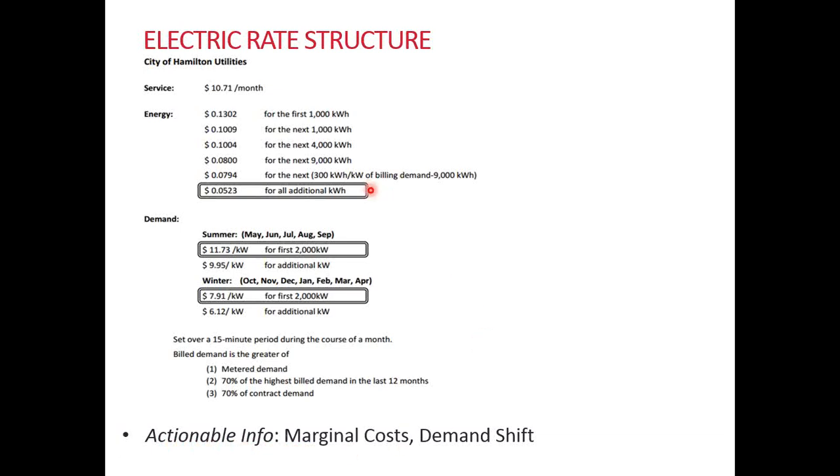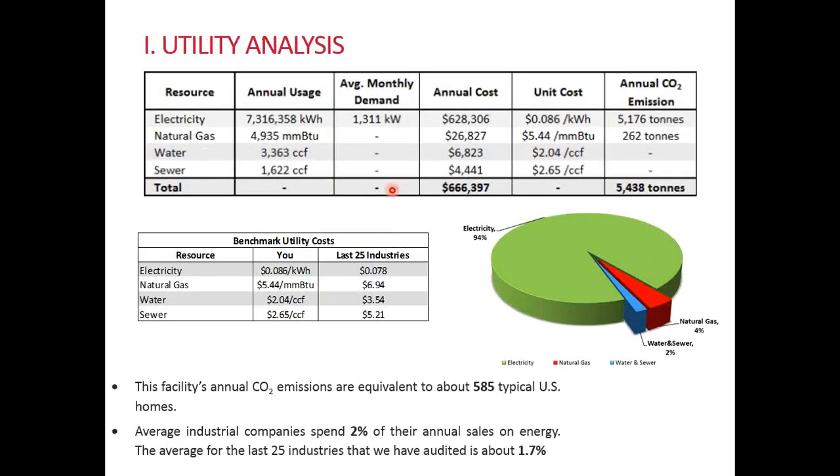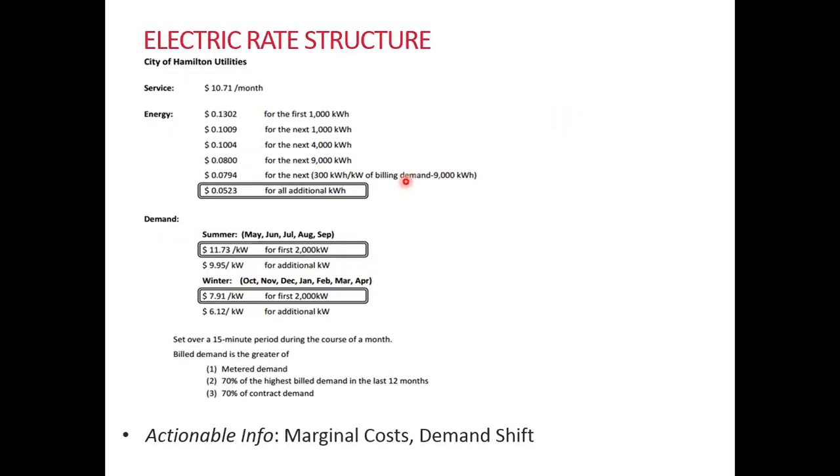So these are the marginal costs that we use in our actual assessment recommendations. For this facility, we'd use 5.23 cents per kilowatt hour instead of the 8.6 cents per kilowatt hour that you saw here. That way we're ensuring that we're not overestimating savings. Same with demand, we get an accurate demand cost.